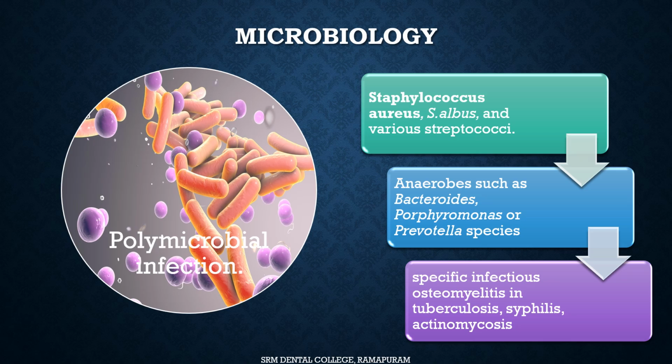In some instances, certain specific microorganisms can cause osteomyelitis. When osteomyelitis is caused by tuberculous species, we call it tuberculous osteomyelitis. Similarly, when osteomyelitis is caused by actinomycosis species, we call it actinomycotic osteomyelitis. In these types of infection, this particular organism predominates.